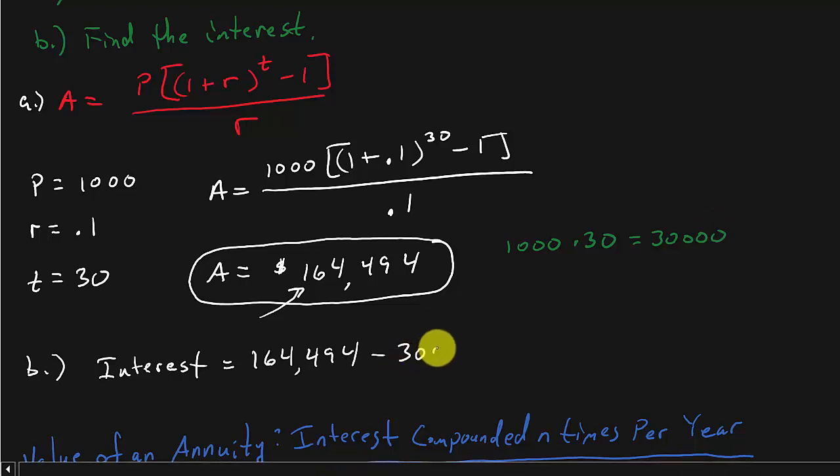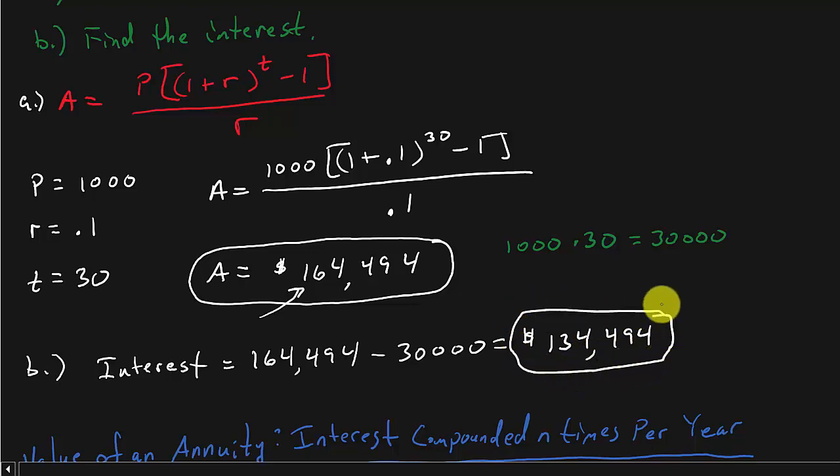And so minus, this is the amount of money, this 30,000. That's how much money we actually put in. And so when we subtract that, we end up with 134,494. That's the interest that we made. Okay. So you can see that's quite a bit more than what our actual payments were. So you can see how this can be very beneficial.